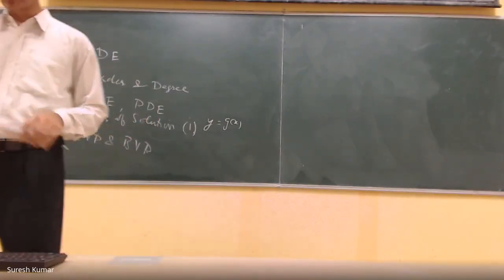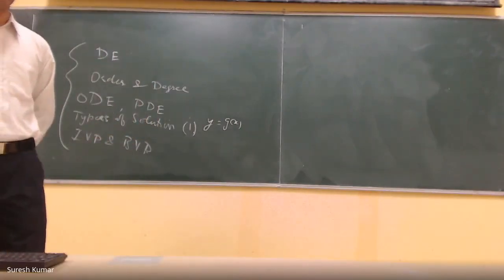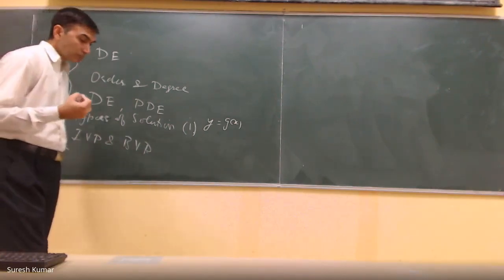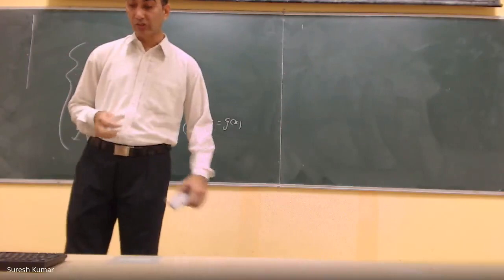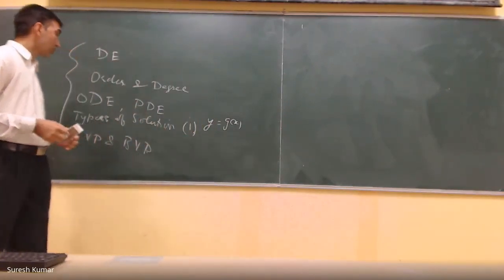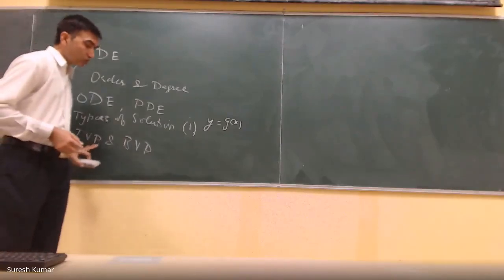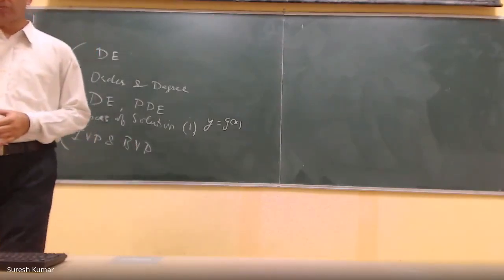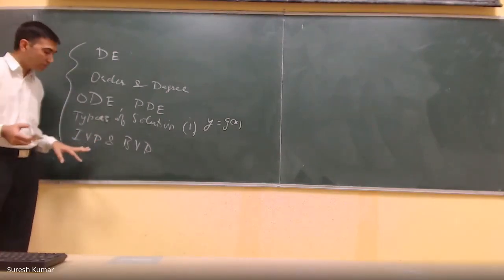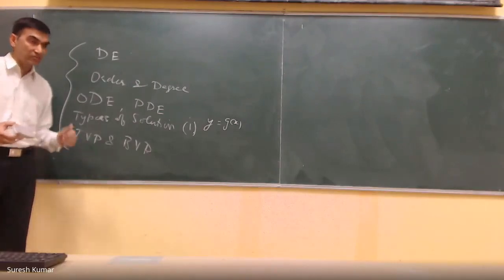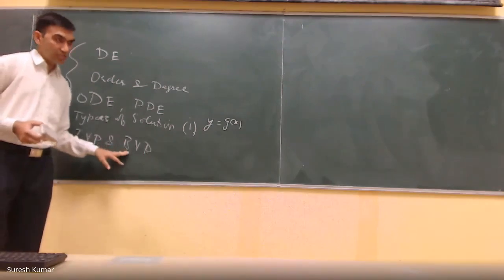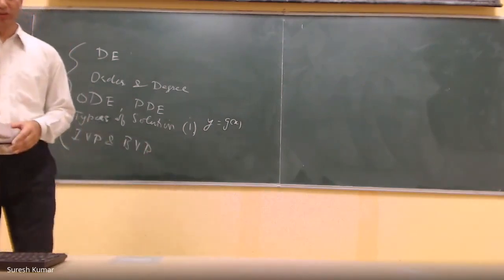I told you one more type of solution called singular solution. What's a singular solution? A solution that cannot be obtained from the general solution, but still it is a solution. So that is singular. After that, I've told you what initial value problem and boundary value problem are. Initial value problem means if the conditions to determine arbitrary constants in the general solution are specified at a single point, it's an initial value problem. If the conditions are specified at more than one point, it's a boundary value problem.